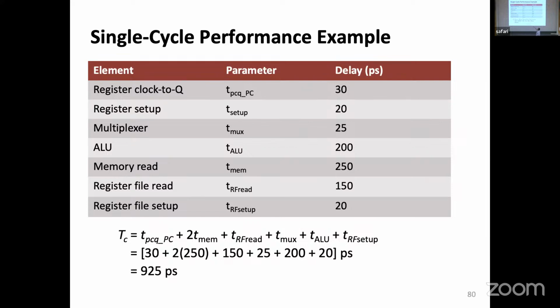Okay. I read the register file. For some reason, it's faster. Makes sense because the register file is smaller. The other guy is bigger. Why not? And then I go through a MUX. I said the MUX, those things are small, 25, whatever. ALU, here we do real work, 200. And then another register file setup, throw in another 20 picoseconds just for good measure. Okay, we sum all of them up, 925 picoseconds, almost a nanosecond, almost a gigahertz. Doesn't look so bad. Questions so far?